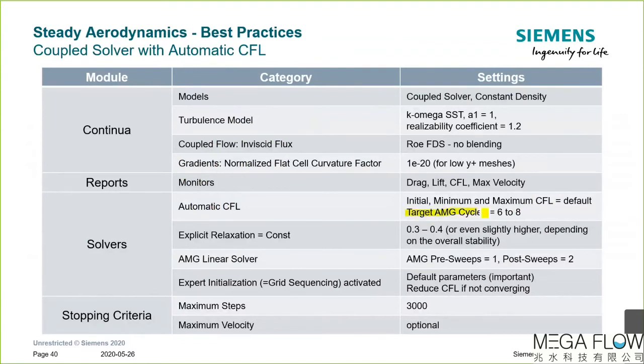As I said, there are a couple of differences, of course, related to automatic CFL. The target AMG cycle number default is 4. You can try 6 or maybe 8. I think 8 is really the upper limit here. By the way, we also changed the pre-sweeps default in Star-CCM+ for 2020.1, so you don't have to take care of that one. And that's it basically. That's the new automatic CFL.